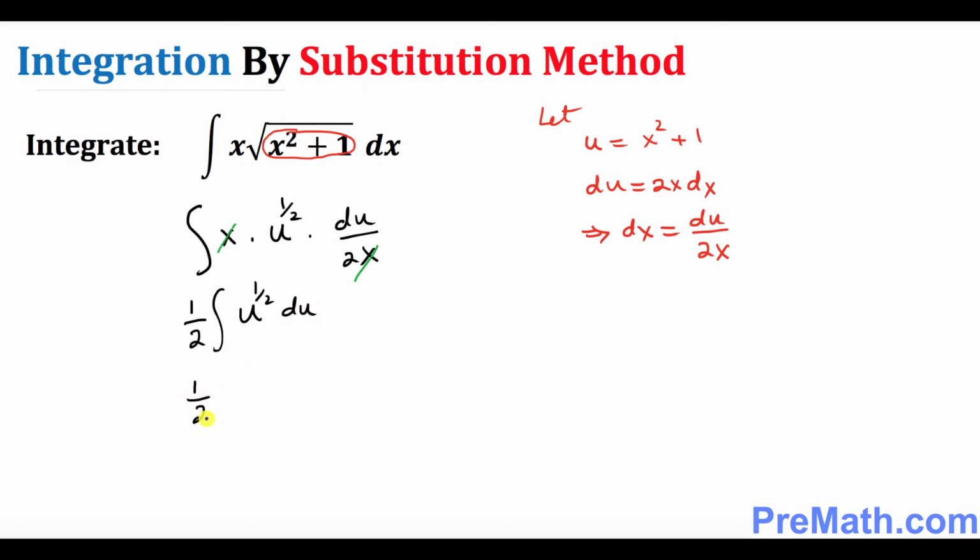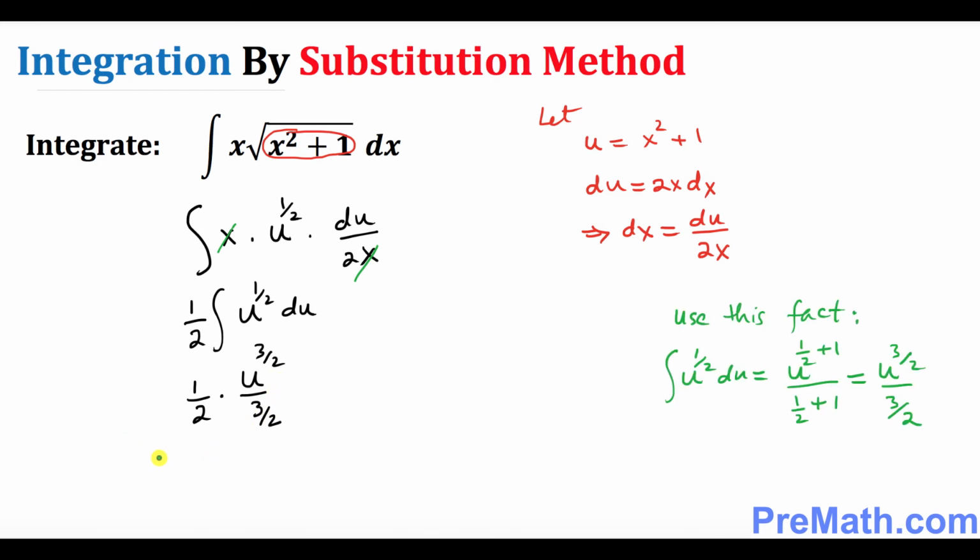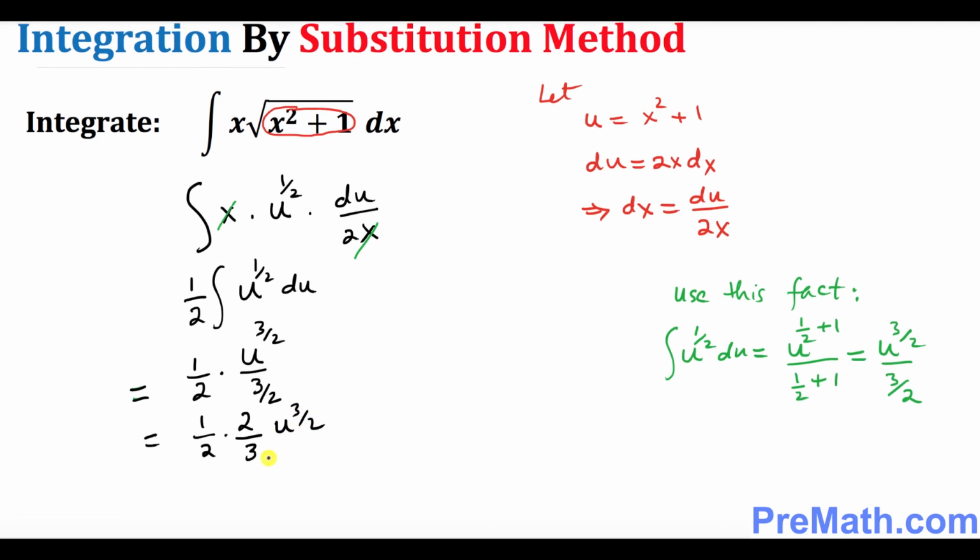And we know that with 1 over 2 outside, that's going to be u to the power 3 over 2, and 3 over 2 over here. So let's go ahead and flip this thing over. What happens then? That's going to be 1 over 2. When you take the reciprocal of this thing, it becomes 2 over 3, and then this u to the power 3 over 2.